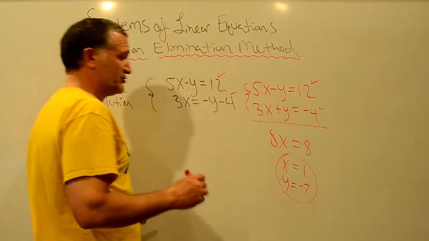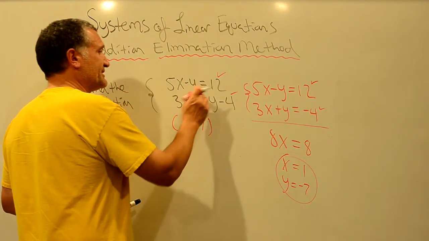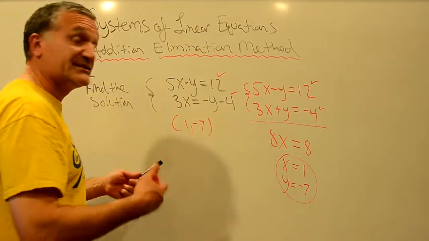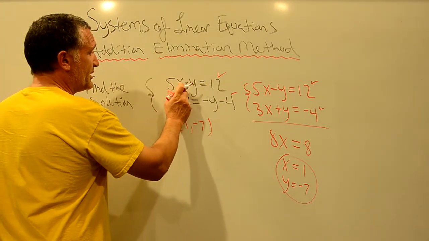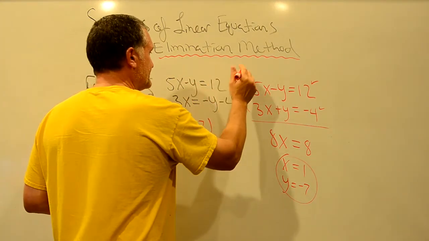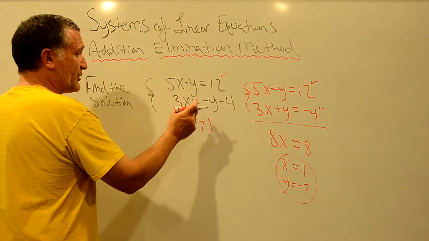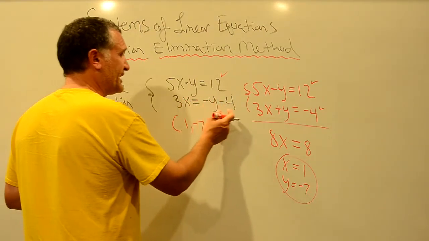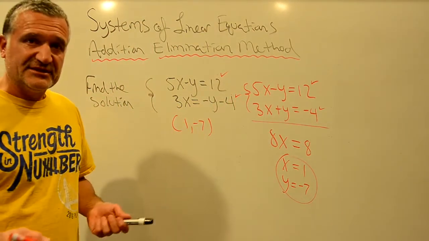So there's my solution. I'm going to test my solution, (1, -7), and of course I'm going to test it in the two equations that were given to me, not the two that I manipulated and put in standard form, because I may have made a mistake. Is 5 times 1 minus -7 equal to 12? Well, yeah, 5 plus 7 does equal 12, so check, that worked. Does 3 times 1 equal the opposite of -7 minus 4? Yeah, 3 does equal 7 minus 4, check. It works in both equations. So that's the gist of how to do this.